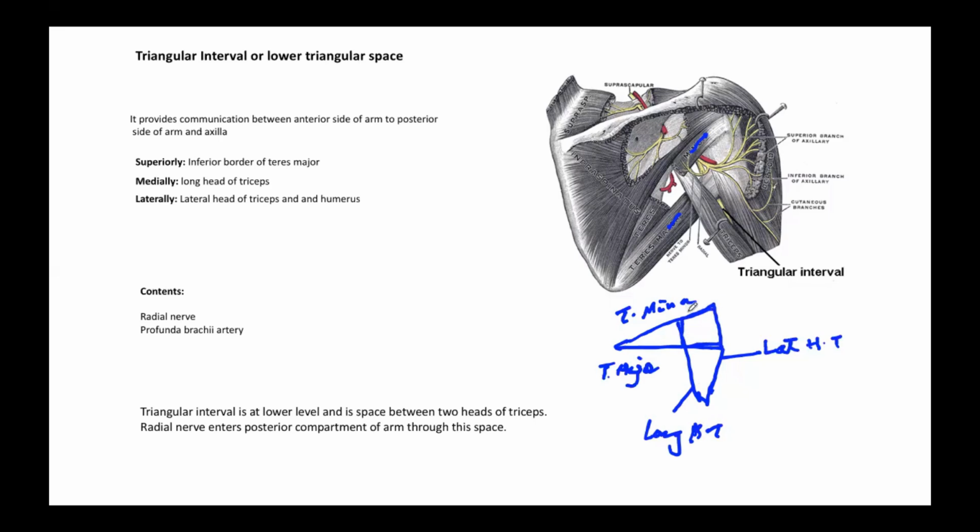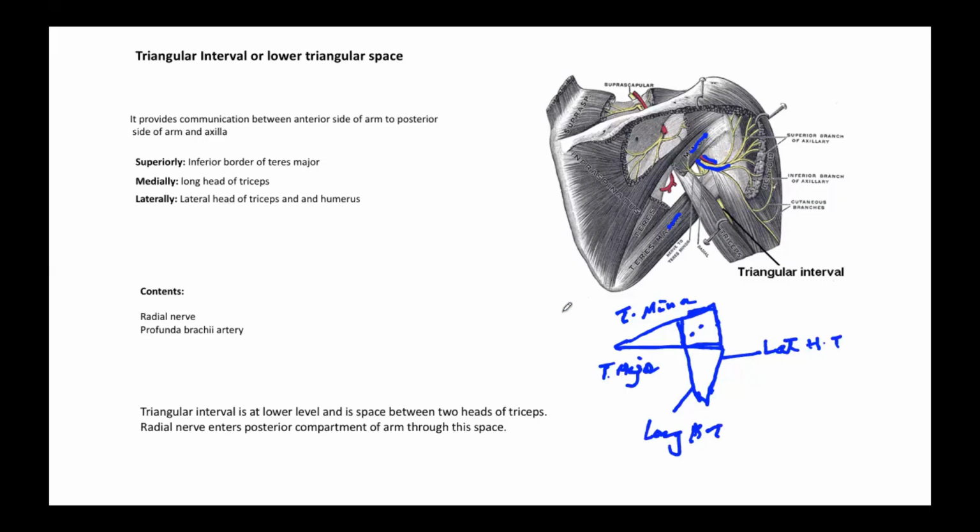Its boundaries are teres minor above and teres major below. Medially is the long head of triceps and laterally is the lateral head of triceps. It transmits the posterior branch of the axillary nerve and the posterior circumflex branch of the axillary artery.